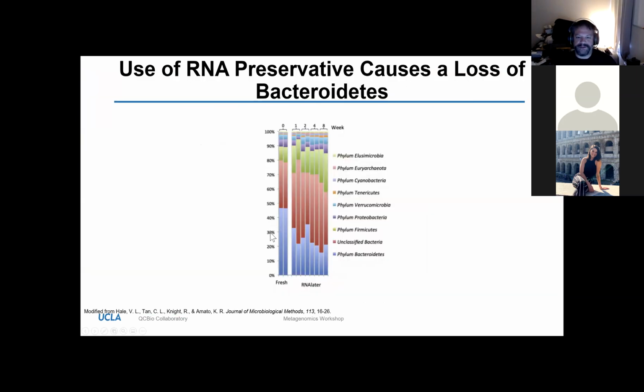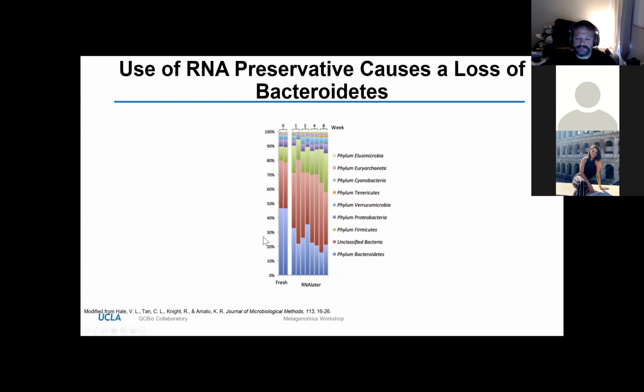It's also been found that the use of RNA preservative can cause a loss of bacteroidetes. This is not all RNA preservatives. There's different RNA preservatives out there. And in a few minutes, I'll show you why this happens, and also what you need to look for in an RNA preservative to maintain your sample and maintain its integrity.